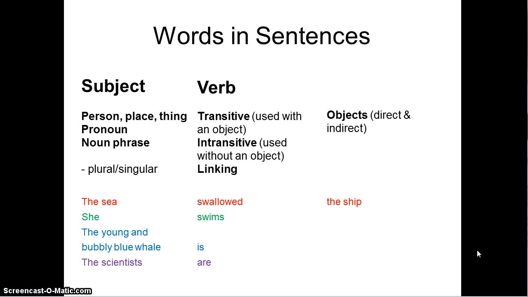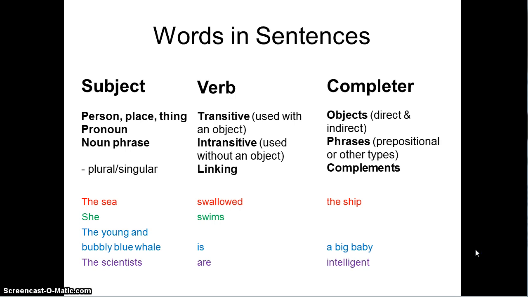Some verbs require additional words to complete the idea they set out to share. The transitive verb swallow needs an object, like the ship, and the linking verbs like is and are need a complement to complete the formulation. The scientists are intelligent. Even intransitive verbs, like swims, that do not necessarily require a completer, "She swims" is complete on its own, can be further complemented by additional descriptions, phrases, joining words, like prepositions. She swims beneath the waves.